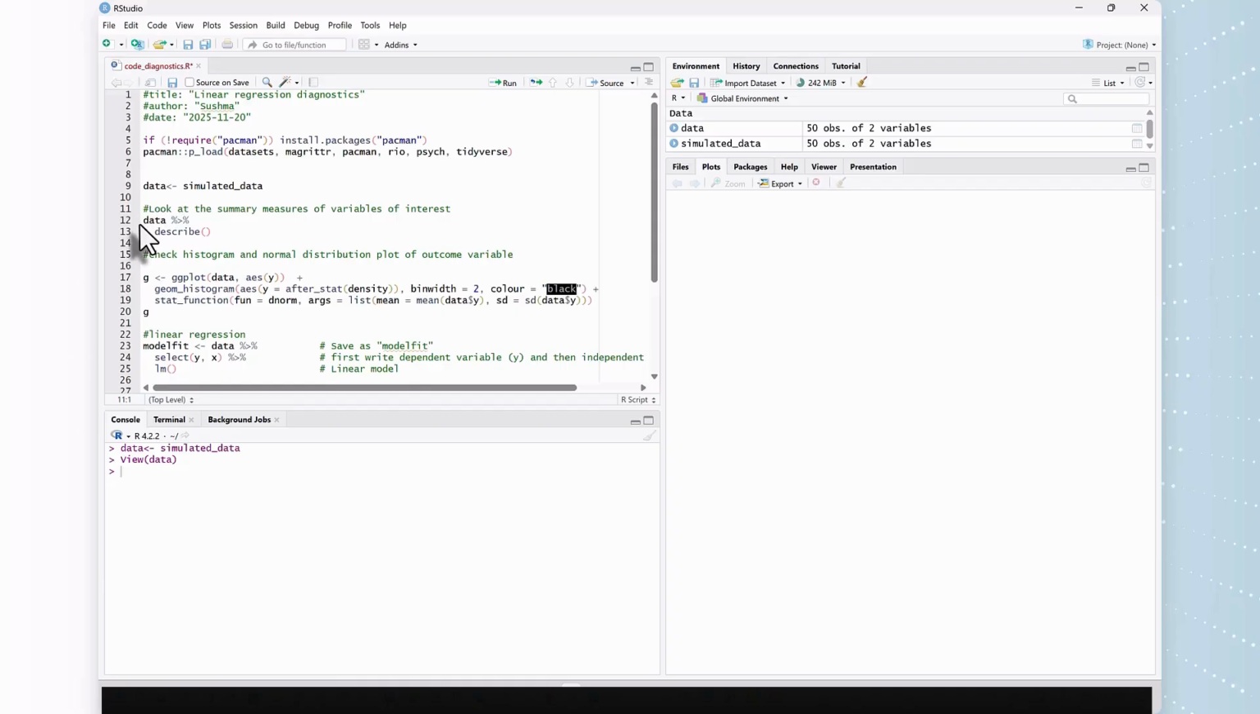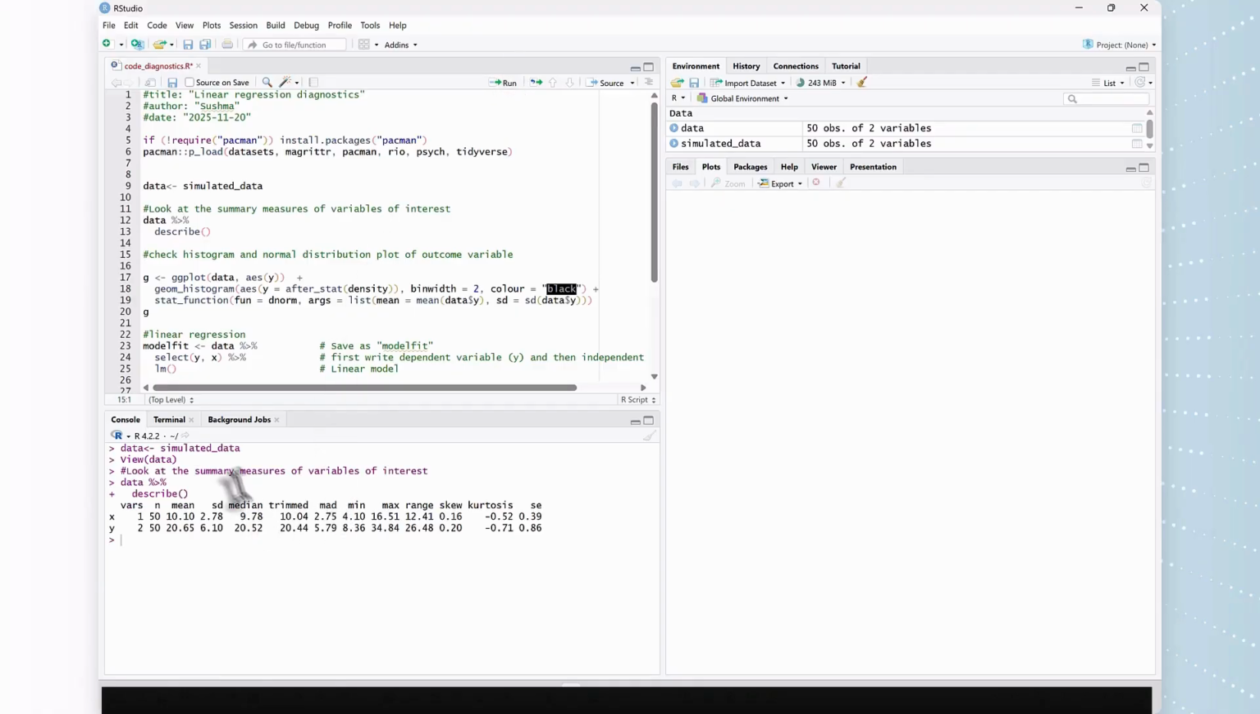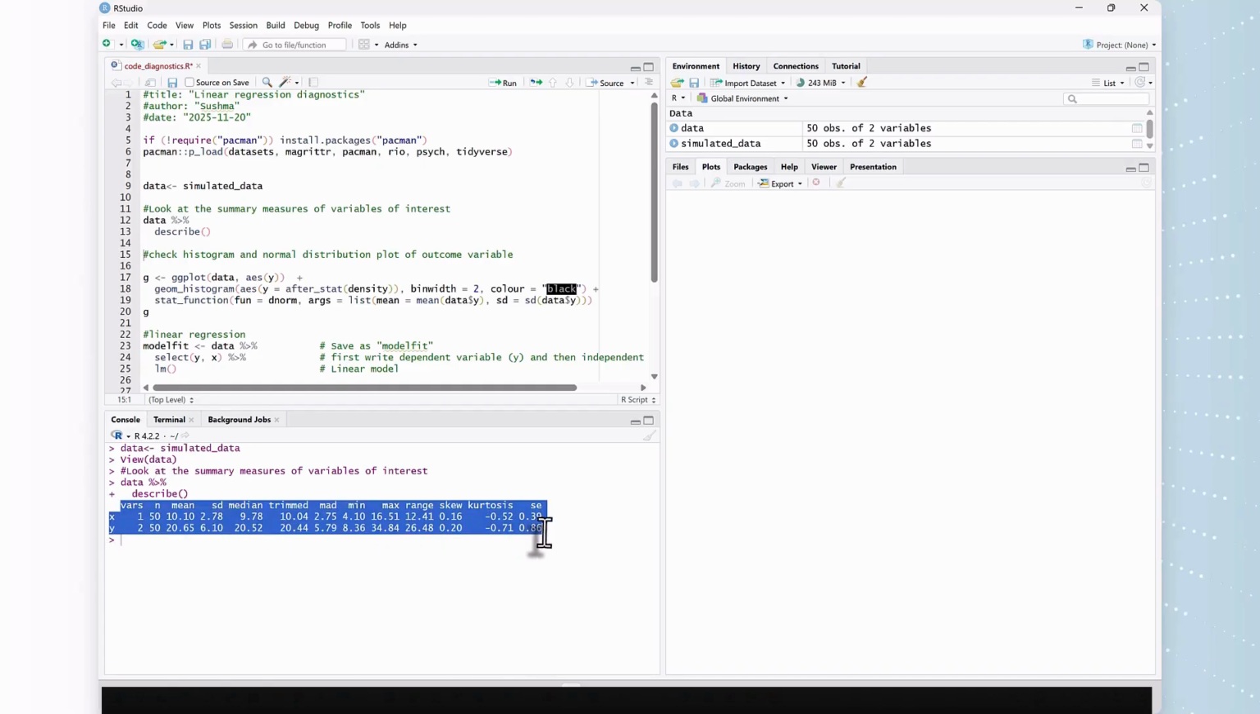To look into more summary measures of these variables of interest, such as mean and median, I'm using here the describe function. And here on the R console, we can see the different summary measures for these two variables, x and y.